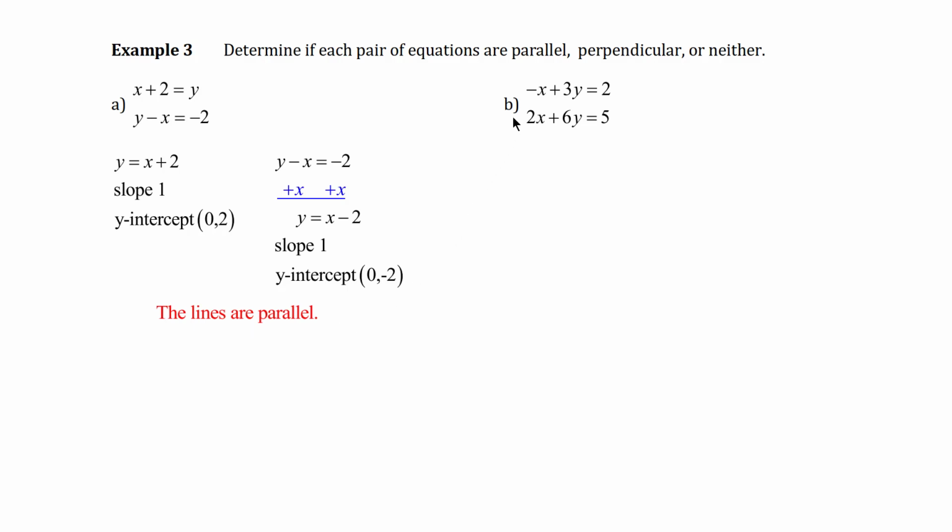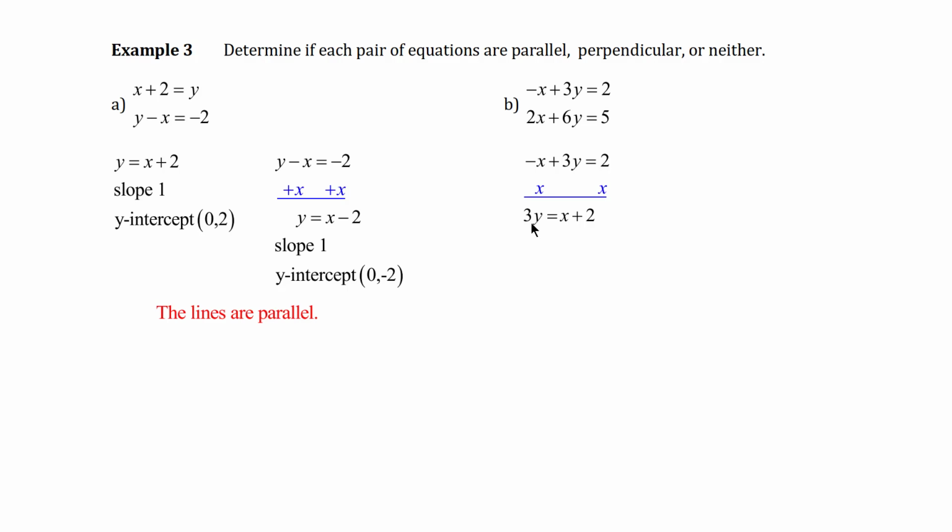Moving on to part B, we have the equation negative x plus 3y equals 2, and we have a second equation, 2x plus 6y equals 5. We need to put both of these equations in slope-intercept form. Starting with the first equation, we need to get rid of minus x by adding x to both sides of the equation. Simplifying the equation, the result is 3y equals x plus 2.